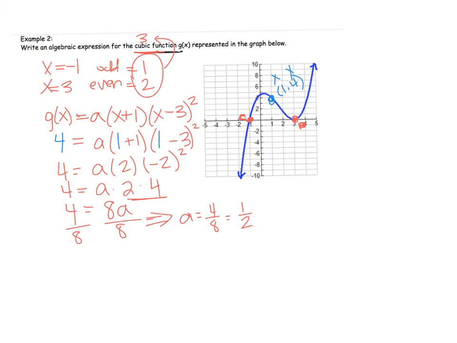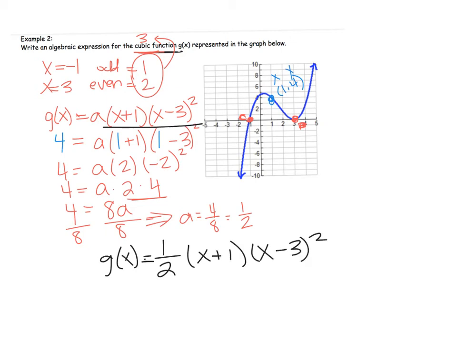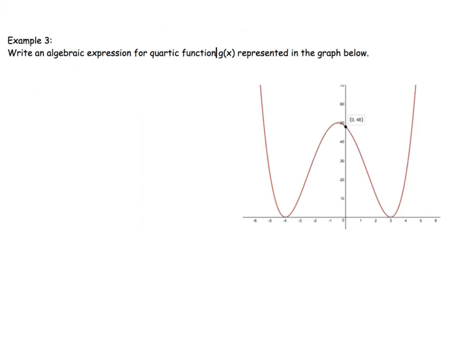So finally, I just write my function. I'm going to replace that a with a 1/2 and write the rest from here exactly as I had it before. X plus 1 and x minus 3 squared. We'll do one more example. In this situation, I have a quartic function, which means that my multiplicities need to add up to 4.